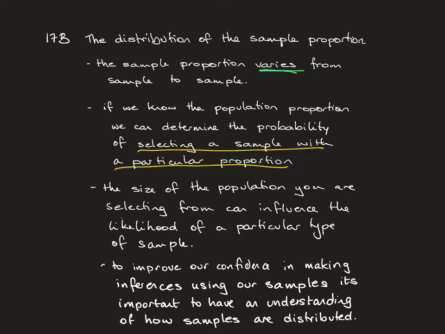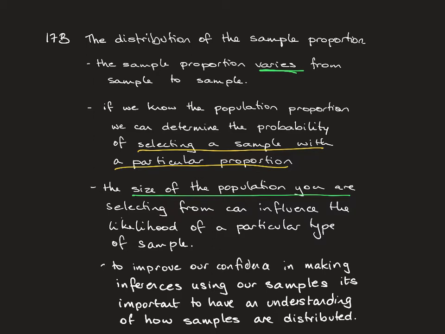And this is important because if we're going to use our sample proportion to make an inference about the population, we need to know how sample proportions work when we take lots of different samples. So the size of the population that you're selecting from can actually influence the likelihood of a particular type of sample. So when we're looking at how our sample proportion is behaving, we need to also look at what size is the population that it's coming from.